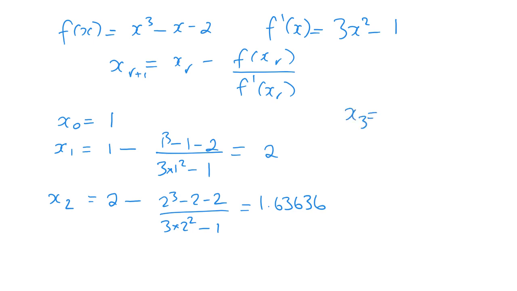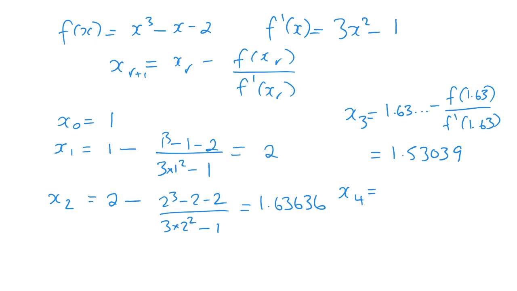Then when we go into the next one, we use 1.63636. Now keep it as the answer on your calculator screen, it makes it easier. So it's 1.63 etc. minus, and then put that into f and into the differential, and we get 1.53039. Then repeat it. So for the next one, we're using now 1.53 etc. And when we put that in, we get 1.52144.